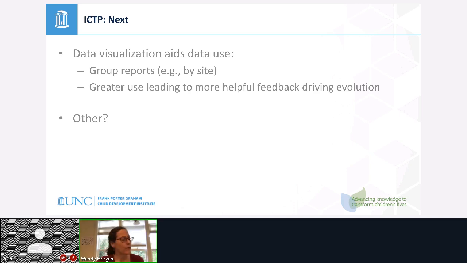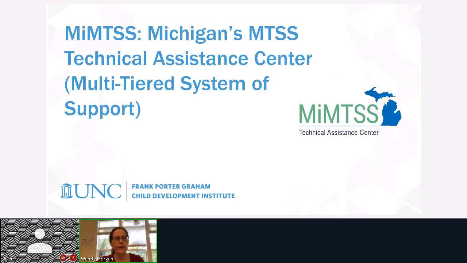Okay, if there are no questions or comments, then we'll move forward and go to the next case study. In academia, you always have acronyms, but I have to say this acronym is one of my faves because there's an acronym within the acronym. The acronym is MIMTSS, and when you spell that out, it's Michigan's MTSS Technical Assistance Center. So you still need the MTSS part, which is Multi-Tiered System of Support. So really what we've got is a Technical Assistance Center in Michigan supporting Michigan public schools.